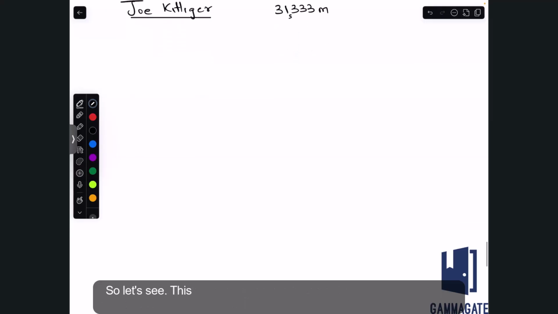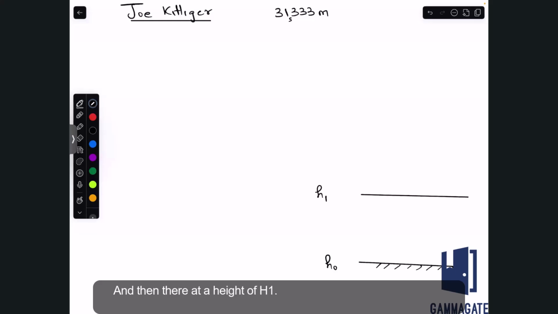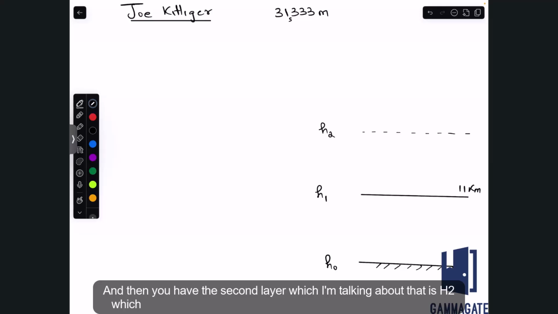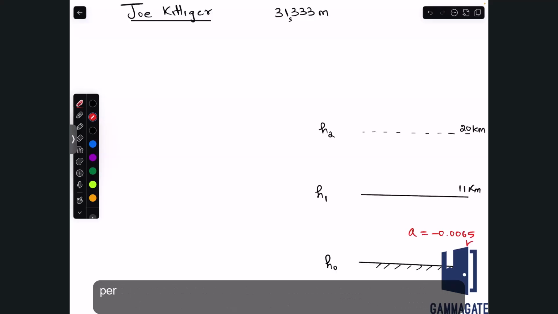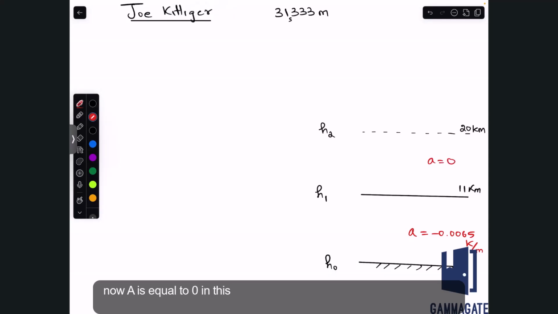So let's see. This is a very interesting problem that we are going to do. First we will start from the base, where the height is h naught. And then there is a troposphere, which is at a height of h1. Let me call this 11 kilometers. And then you have the second layer, h2, which is a height of 20 kilometers. In the first region, A is minus 0.0065 Kelvin per meter. Now, whether you take degree per meter or Kelvin per meter, it does not change. It's the same. So we'll take Kelvin per meter now. A is equal to 0 in this range from 11 to 20.